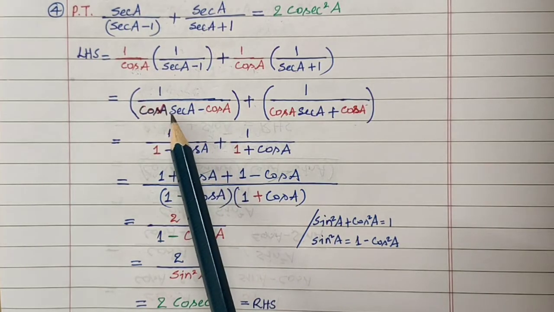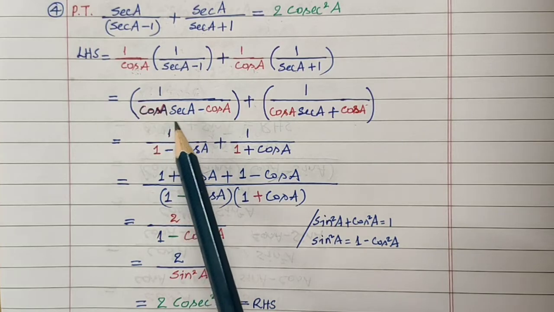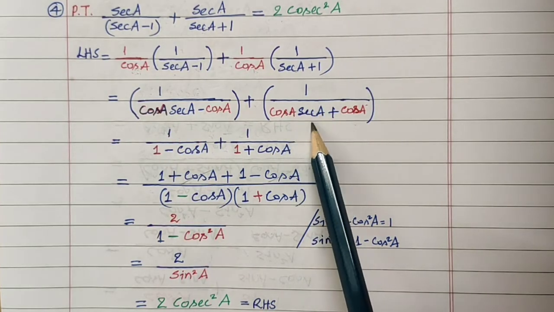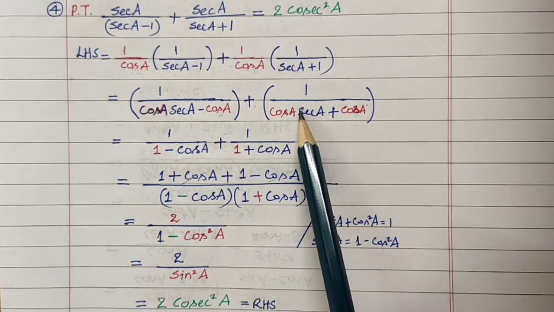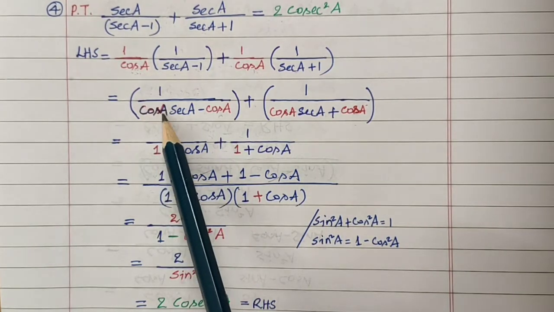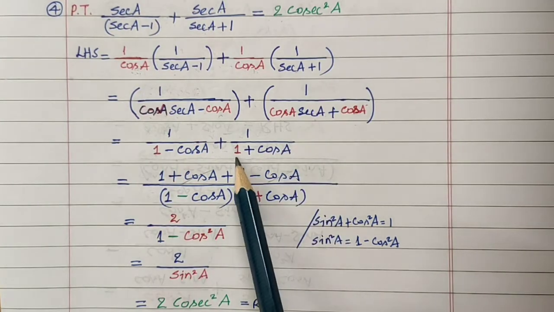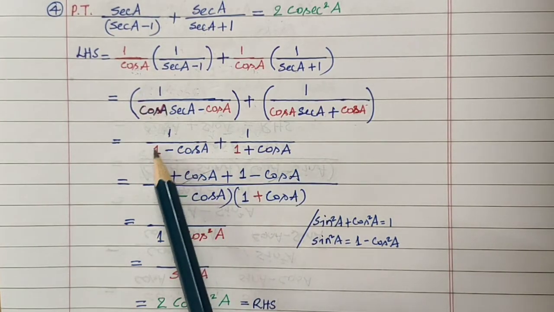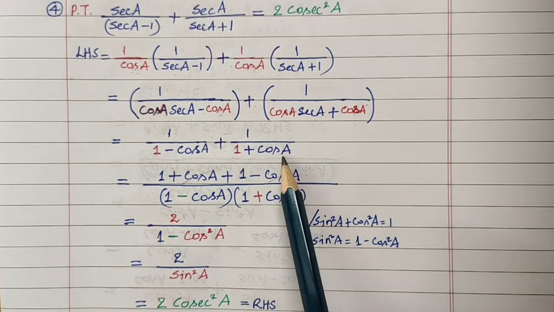So we know that secant A is 1 by cos A. This cos and that cos will get cancelled. Here also cos into 1 by cos cancelled. This will become 1 minus cos A, here 1 plus cos A. Cos A into secant has become 1. So now we have 1 divided by 1 minus cos A plus 1 divided by 1 plus cos A.